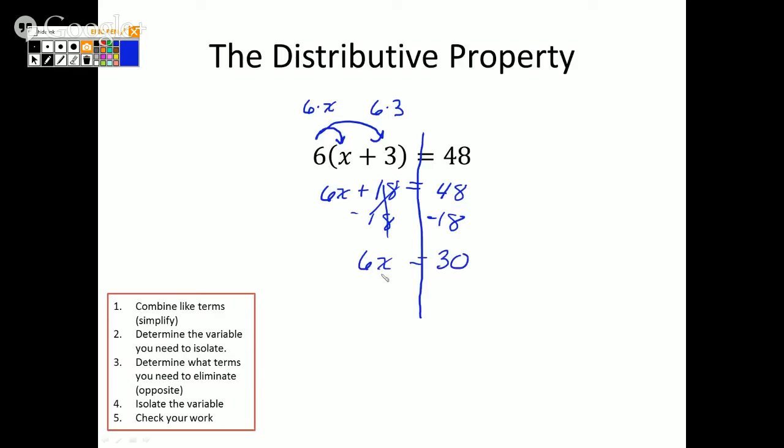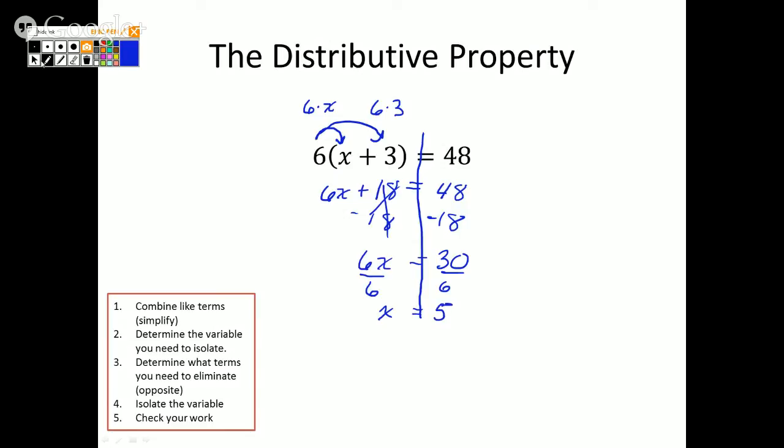Okay, so now, again, I don't have x by itself. I still have the 6 there, so I have to keep going. I know between the 6 and the x is multiplying, so the opposite or inverse is division. So I'm going to divide each side by 6. So 6x divided by 6 leaves me with 1x, which I write as x. And 30 divided by 6 gives me 5.